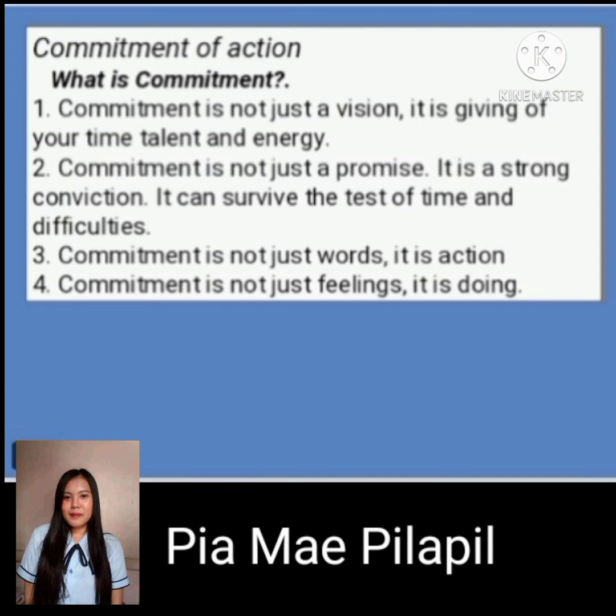Kasi kapag nag-set ka ng commitment sa mindset mo, sa utak mo, ganun, o kaya sa family mo, sa friends, parang kailangan mong gampanan kahit sa organization.